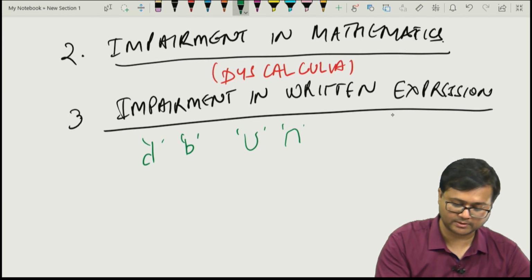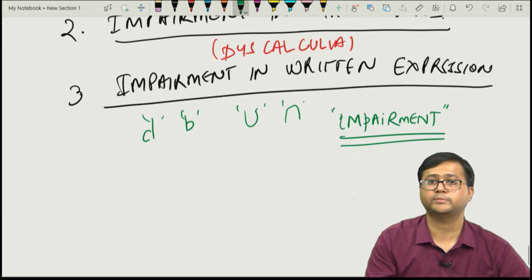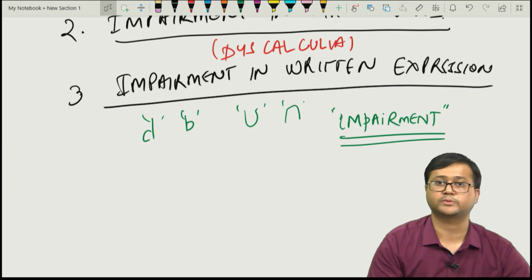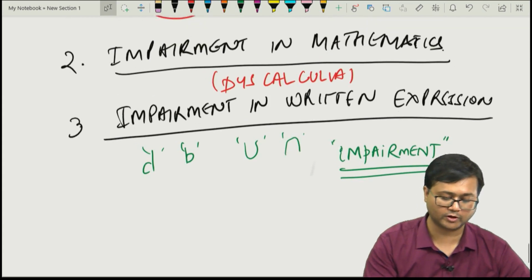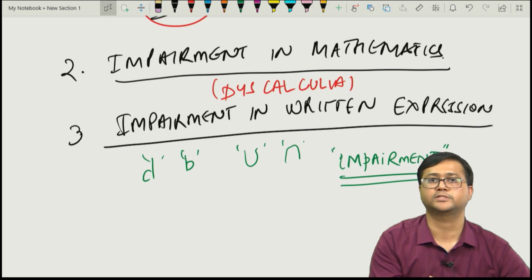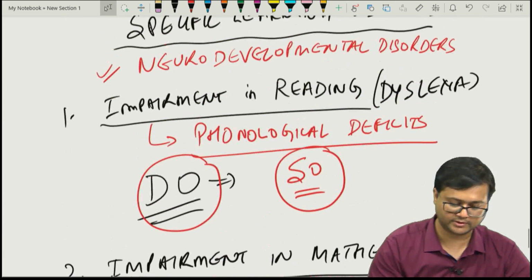And sometimes a person may use capital and small letters without proper use. So he may sometimes use small letters, sometimes capital letters. So there is impairment in the written expression, and it is not that only one of these may be present. Sometimes a mixture of these three, or even all three, may be present in a child. So this is about specific learning disorder or SLD.